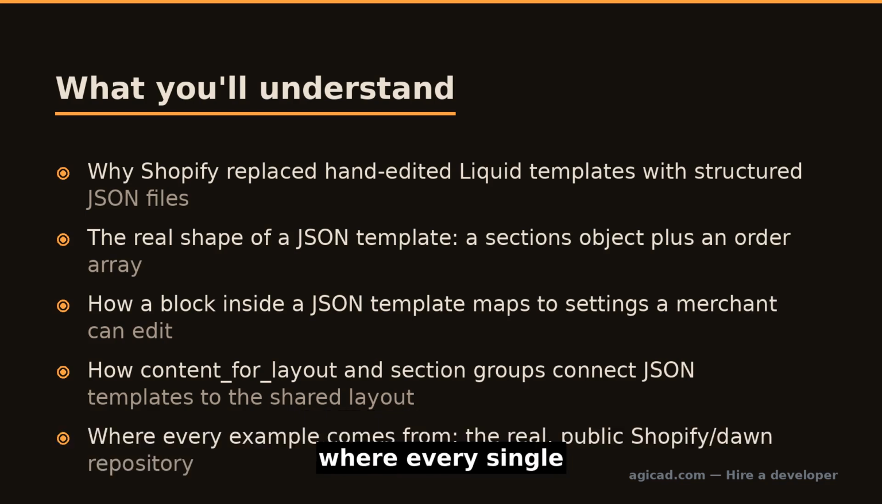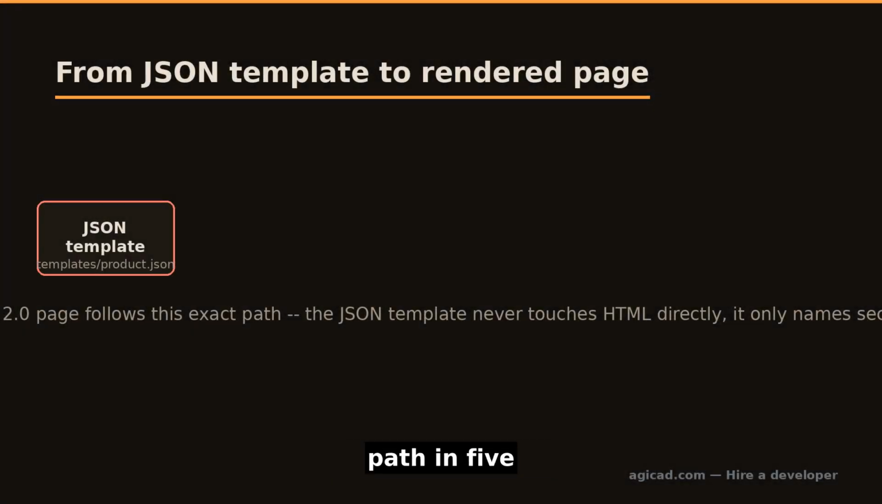And where every single example in this episode genuinely comes from, the real, public Shopify/Dawn repository, not a simplified recreation of it. Here's the whole path in 5 stages. A page starts as a JSON template, like templates/product.json.